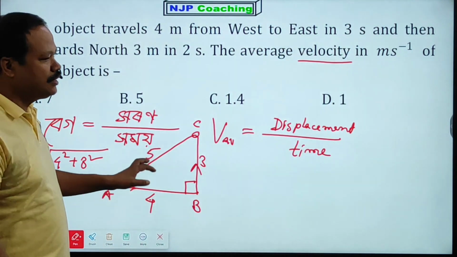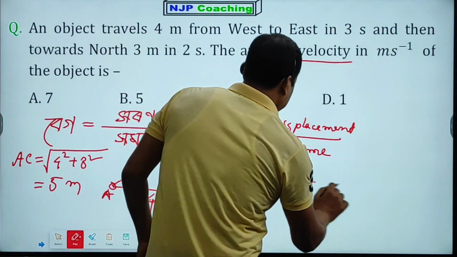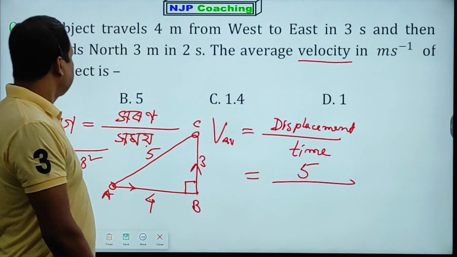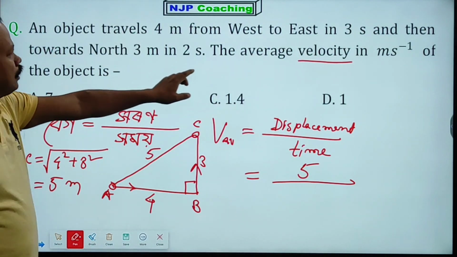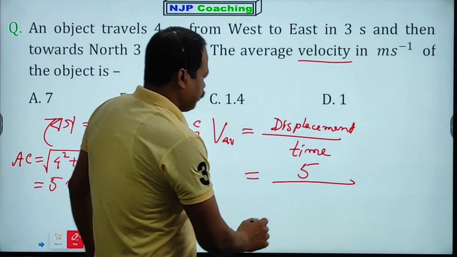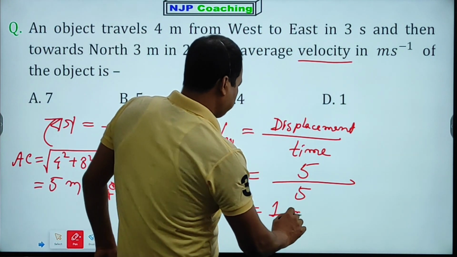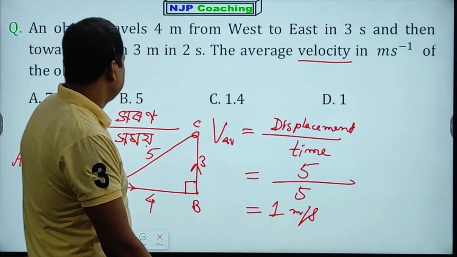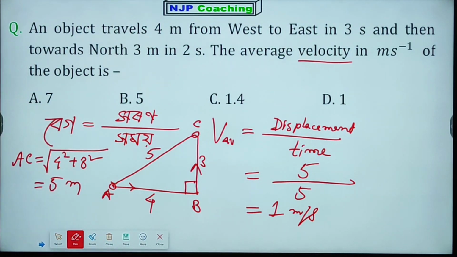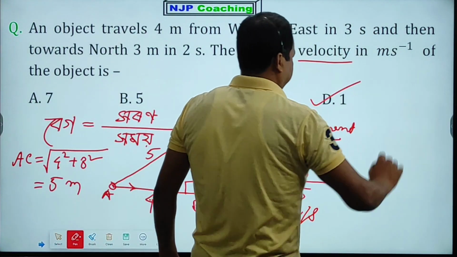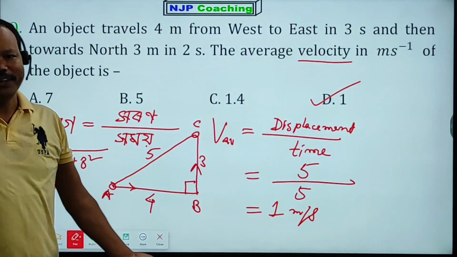That means displacement produced 5 meter. And what is the time taken? Total time 3 seconds and 2 seconds. Total time is 5 seconds. So 1 meter per second. That is the average velocity. D is the right answer. Okay? Do you understand in this way?